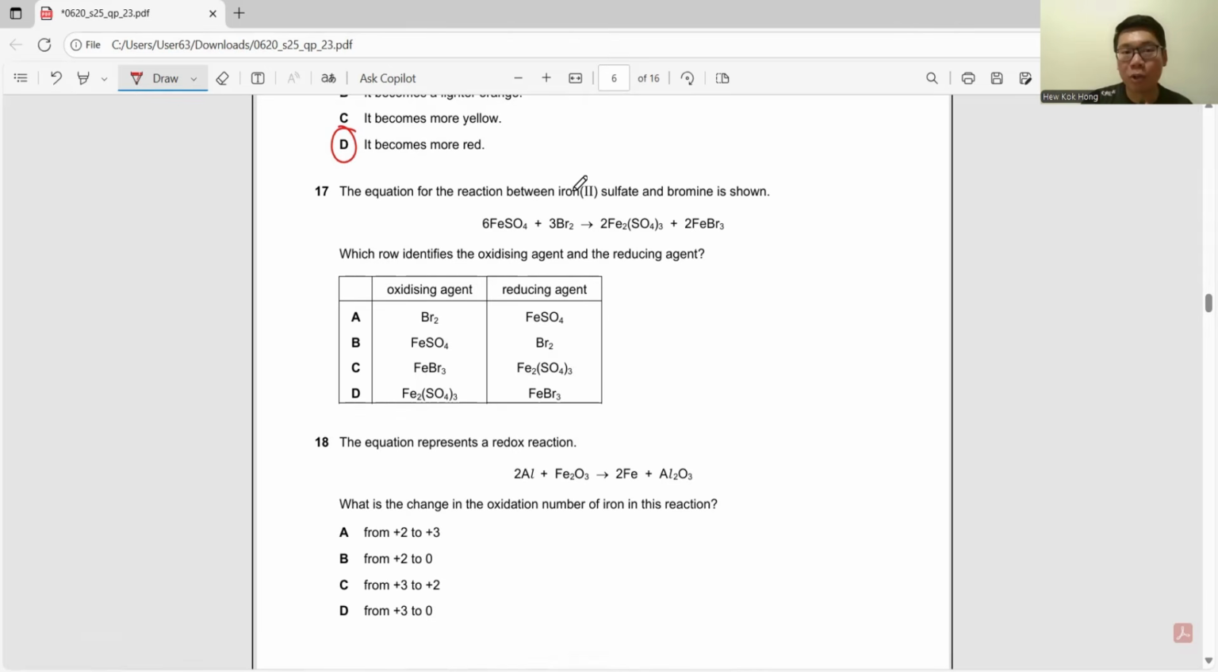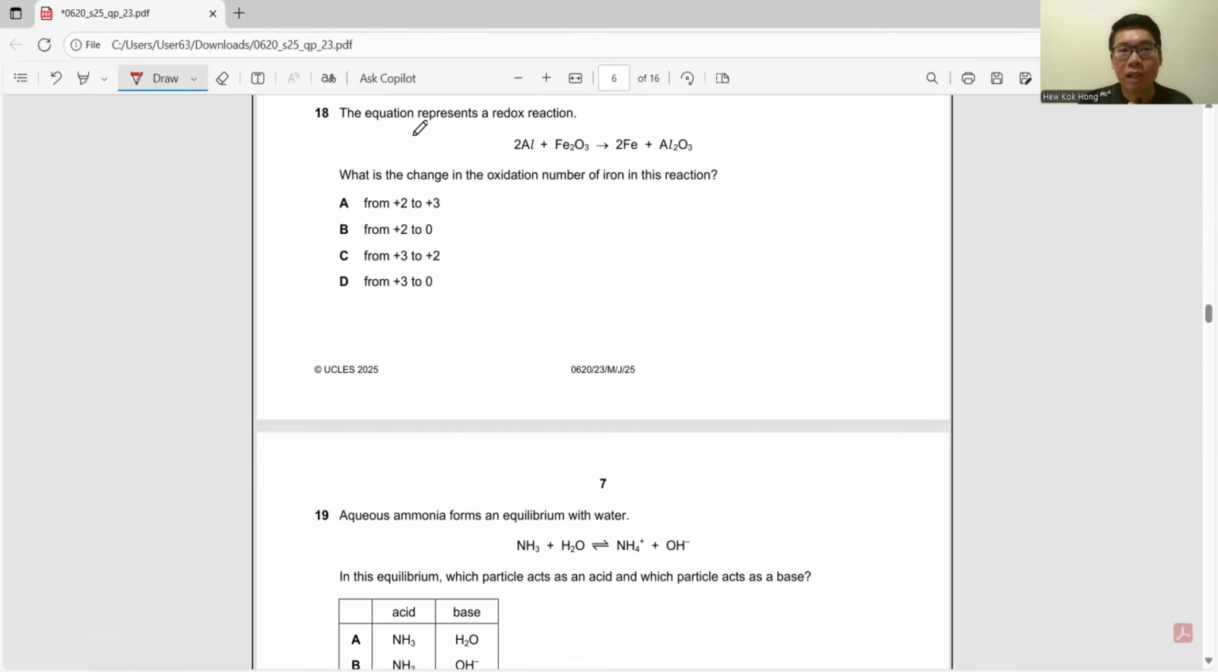17. The equation for reaction between iron(II) sulfate and bromine is shown. Which identifies the oxidizing agent and reducing agent? So oxidizing agents themselves get reduced, which means the oxidation number decreases. So let's see, Fe initially is 2+, Fe at last is 3+. So this is oxidized, meaning that it is the reducing agent. And then bromine initially is a molecule, so 0 oxidation number, and then becomes 1- for each bromide. So that's why bromine gets reduced, so it is the oxidizing agent. So we just check based on the oxidation number.